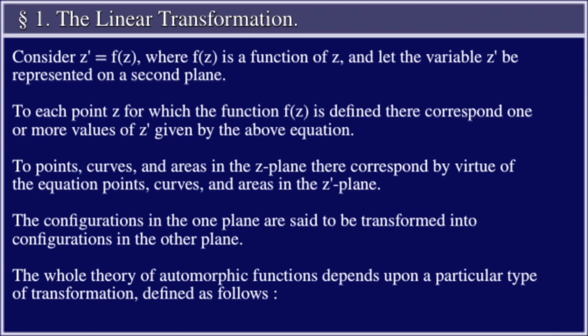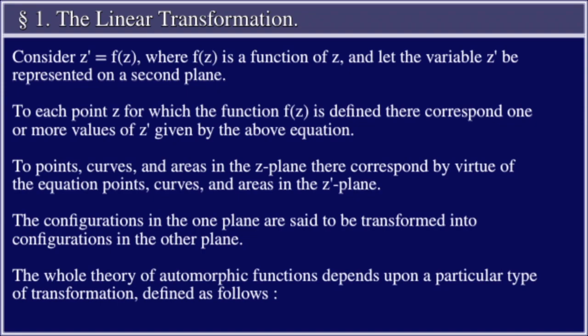Consider z prime equal to f of z, where f of z is a function of z, and let the variable z prime be represented on a second plane. To each point z for which the function f of z is defined, there corresponds one or more values of z prime given by the above equation. To points, curves, and areas in the z-plane, there correspond, by virtue of the equation, points, curves, and areas in the z-prime plane. The configurations in one plane are said to be transformed into configurations in the other plane.